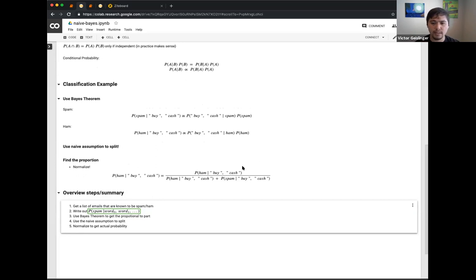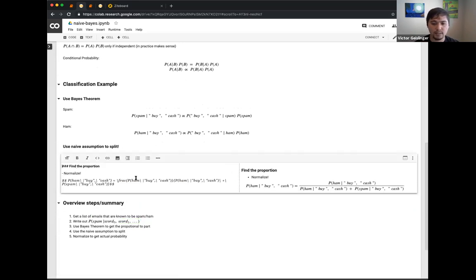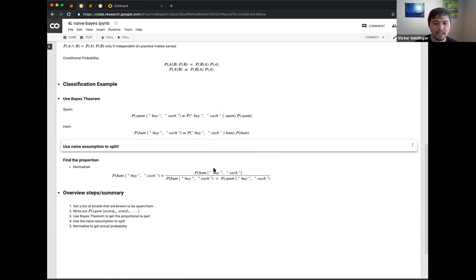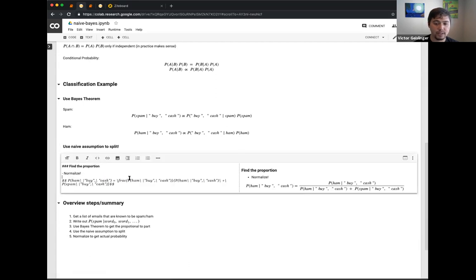Oh, I just realized I had a little typo, guys. Did you notice that? I'm looking at this guy in the front right here. This is what we're trying to find, right? But this one's the opposite. It should actually be buy cash given ham. So it should look like this.